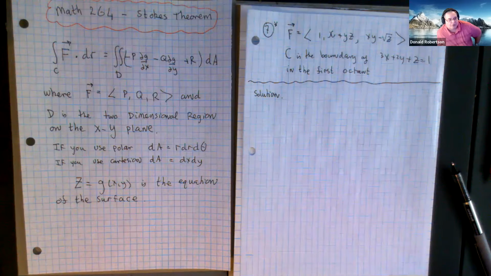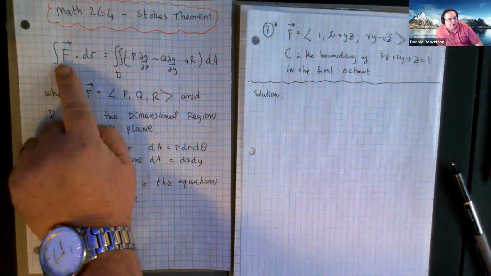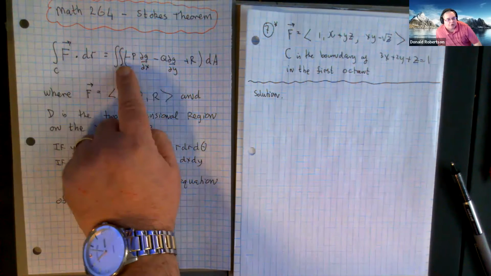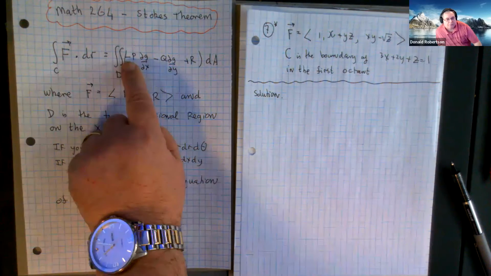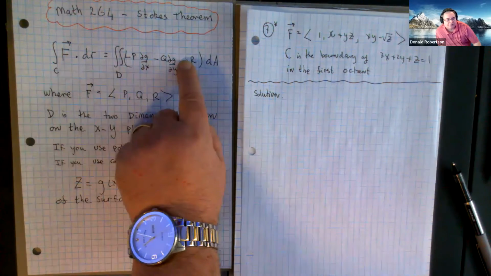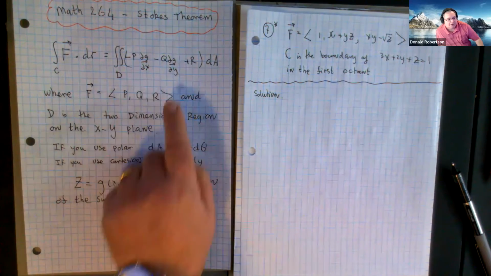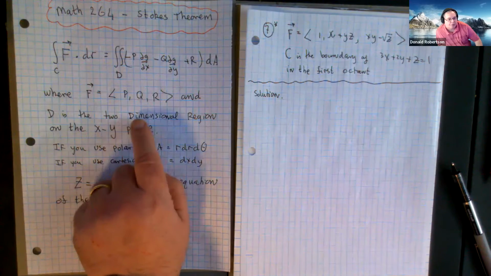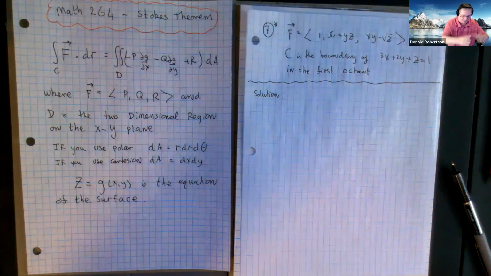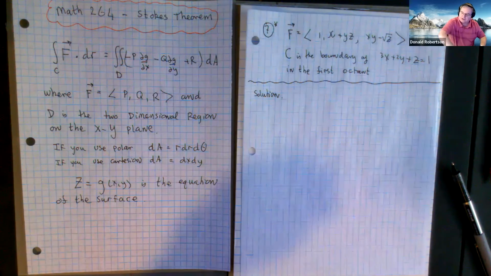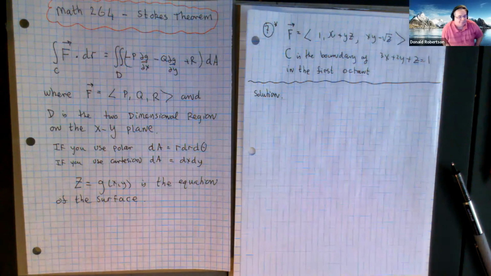Work on Stokes' theorem version 2. Basically it says if you want to find this particular line integral, F·ds, you can turn it into a double integral, basically this guy here, dA. F is your vector field, P, Q, and R. D is the two-dimensional region that you would get if you took the curve and dropped it onto the XY plane. So imagine projecting it onto the floor, you'd see a region of space called D.